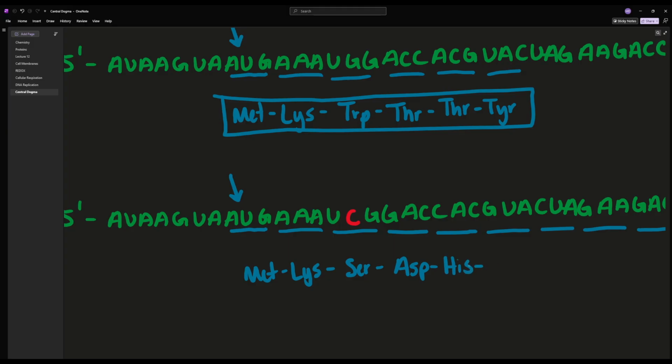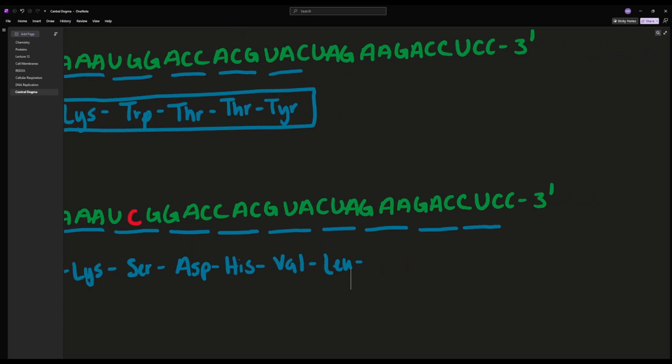GUA is valine, CUA is leucine, GAA is glutamic acid, GAC is aspartic acid, and CUC is leucine.